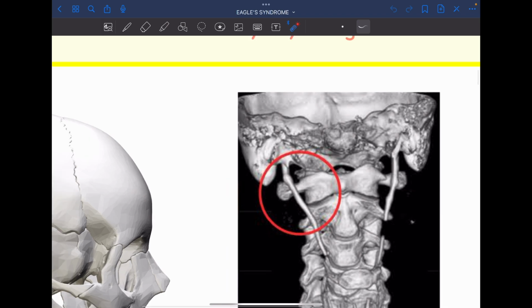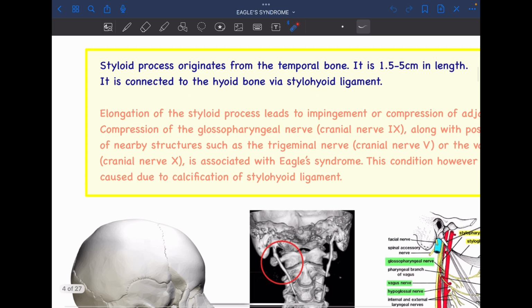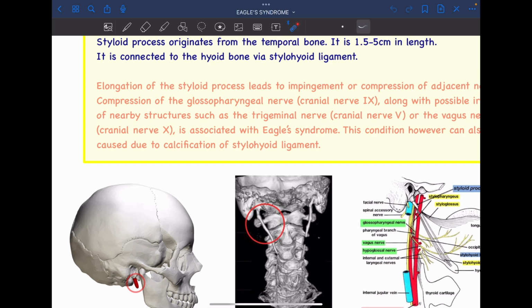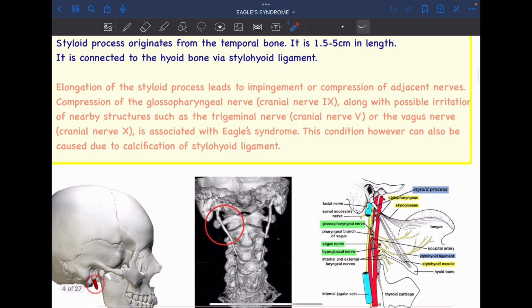characteristic signs and symptoms. Okay, so see, it is connected to the hyoid bone via the styloid ligament. An elongation of the styloid process leads to impingement or compression of adjacent nerves, right? Then compression of the glossopharyngeal nerve along with possible irritation of nearby structures such as the 5th cranial nerve or the 10th cranial nerve is associated with Eagle syndrome, right?